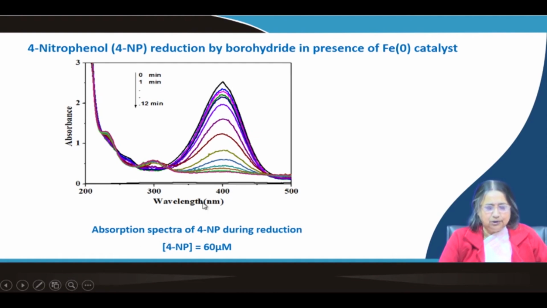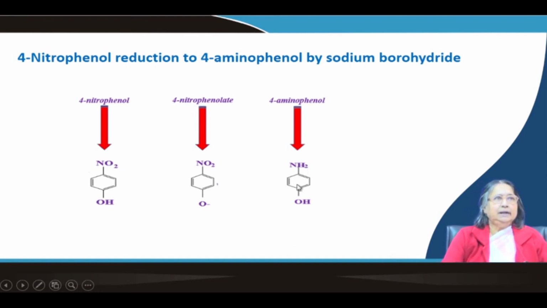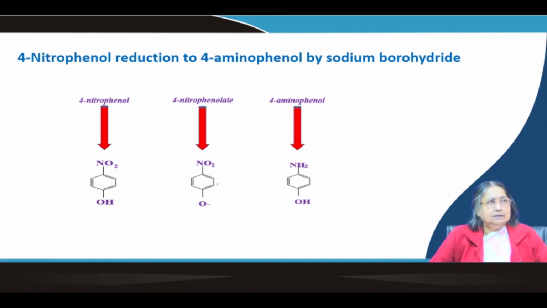So, 4-nitrophenol, what are we doing actually? We are reducing the nitrophenol to aminophenol. This is reduction. The nitro group is converted to an amino group, so this is reduction. This can be done by hydrogen gas, zinc and HCl, which produces hydrogen gas, or we can do it with a strong reducing agent, borohydride.